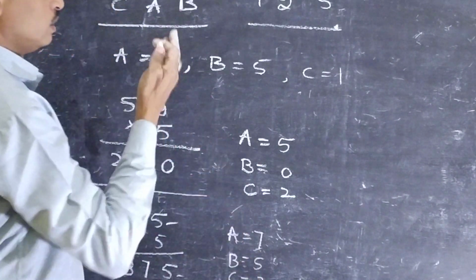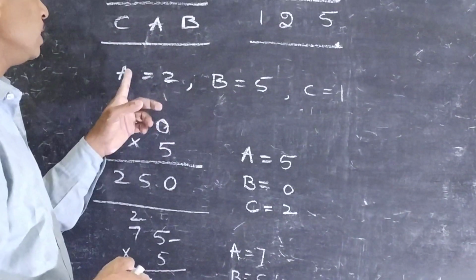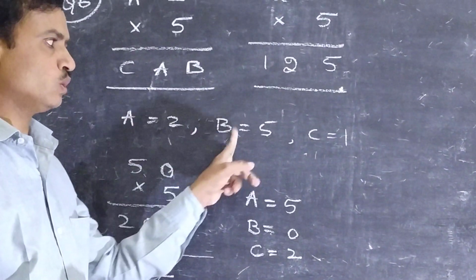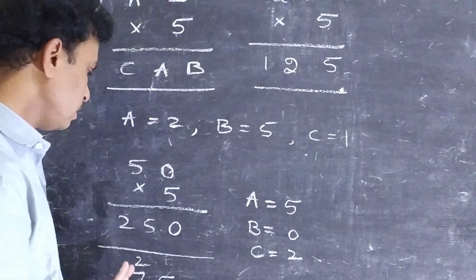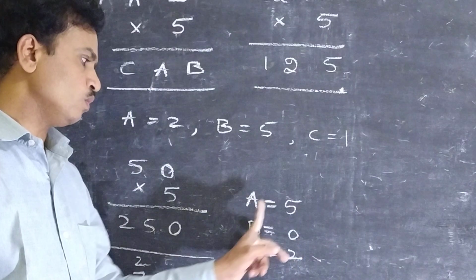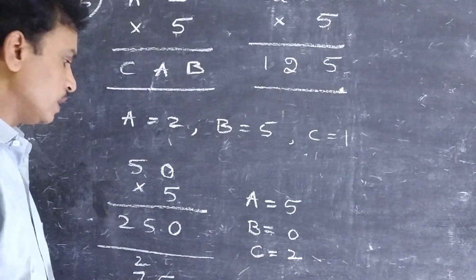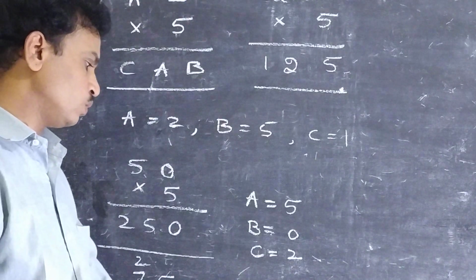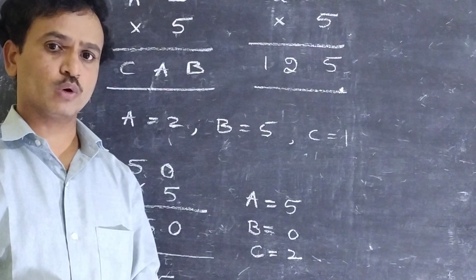Now in this question there are three possibilities. First one, A is equal to 2, B is equal to 5, C is equal to 1. Second, A is equal to 5, B is equal to 0, C is equal to 2. Then third one, A is equal to 7, B is equal to 5, C is equal to 3. There are three possibilities according to this question.